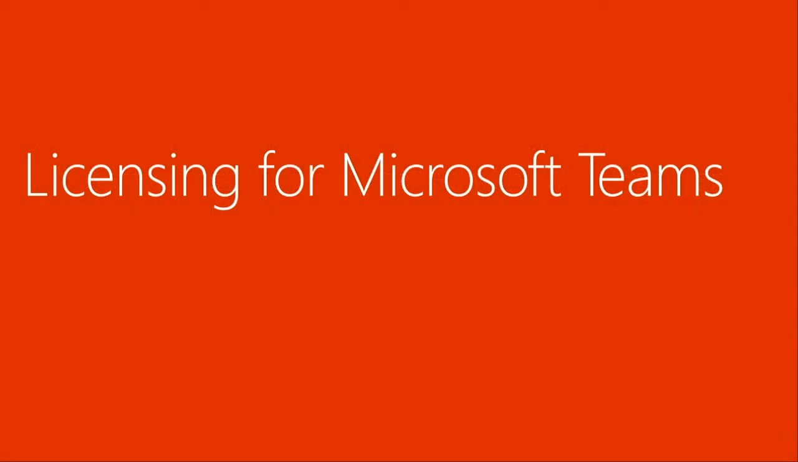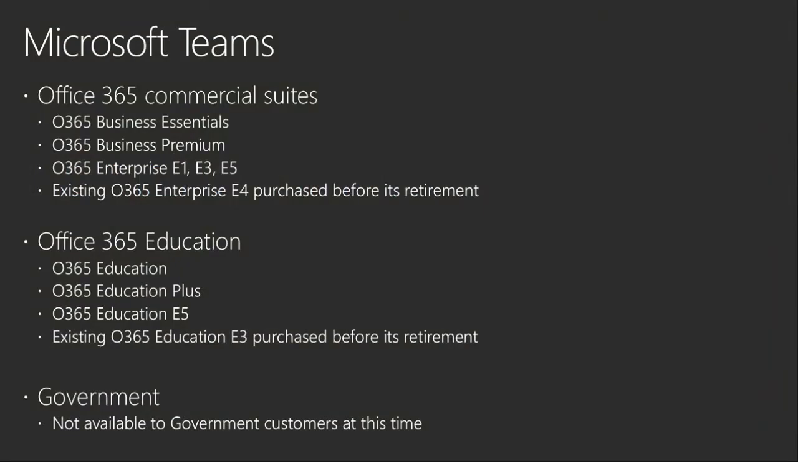Speaking of licenses, what do you need to do in order to be able to use Teams from a licensing perspective? For the commercial suites and education, Teams is included in all of these packages. So Office 365 Business Essentials, Premium, E1, E3, E5. If you still have an E4 license that we don't sell anymore, but you might have bought it in the past, you will get Teams. For education, same: Education, Education Plus, E3, E5.